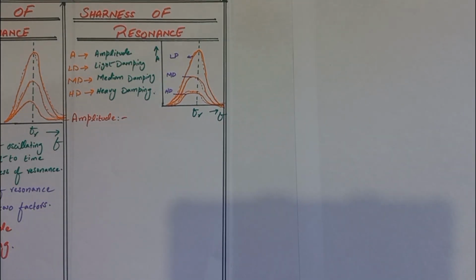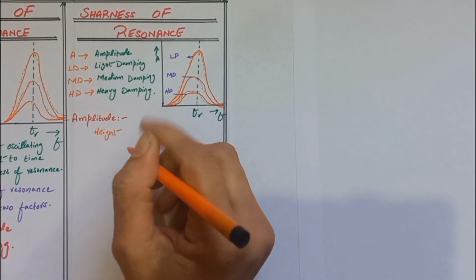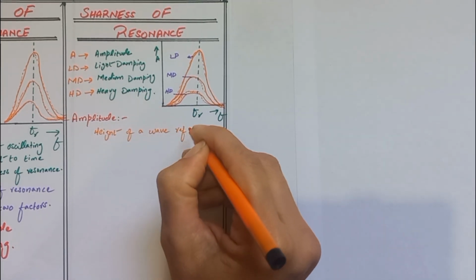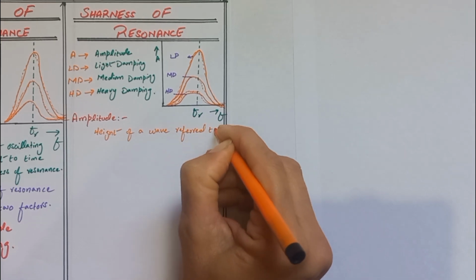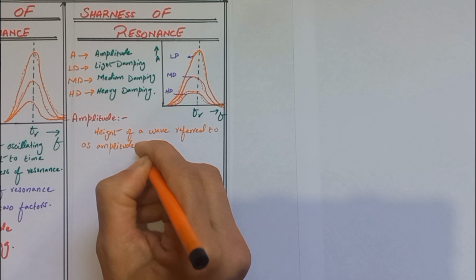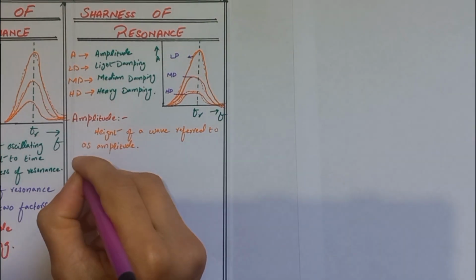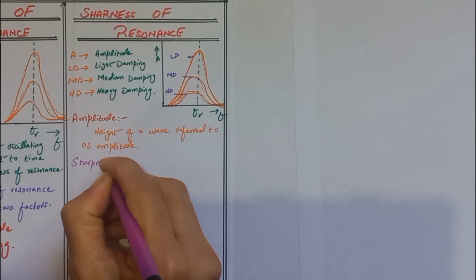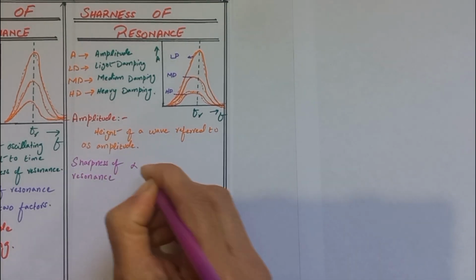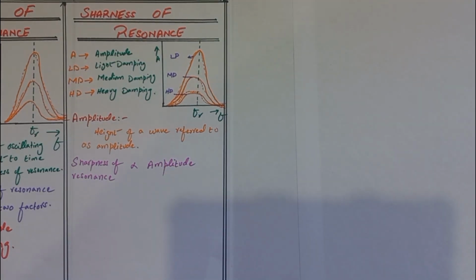So first we discuss the amplitude on which the sharpness of the resonance depends. What is the amplitude? The height of a wave is referred to as amplitude. We can say that the sharpness of resonance is directly proportional to the amplitude.